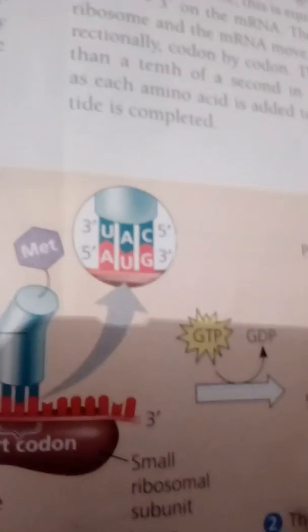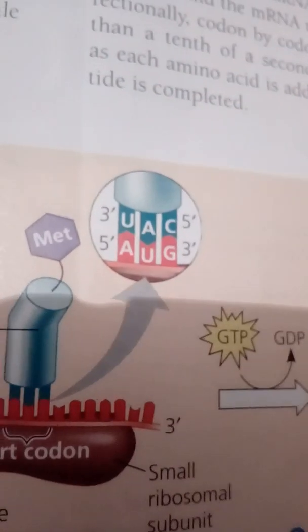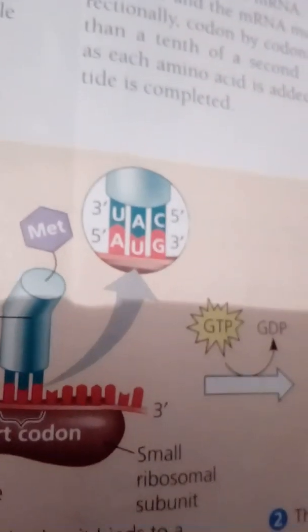Ribosome association and initiation of translation. The initiation stage of translation brings together mRNA, a tRNA bearing the first amino acid of the polypeptide, and the two subunits of a ribosome. First, a small ribosomal subunit binds to both mRNA and a specific initiator tRNA, which carries the amino acid methionine.